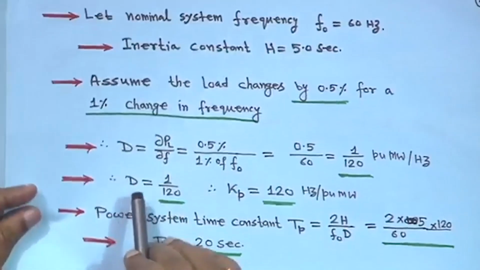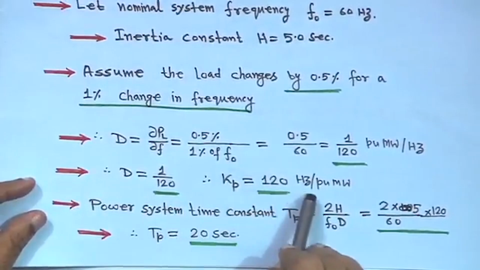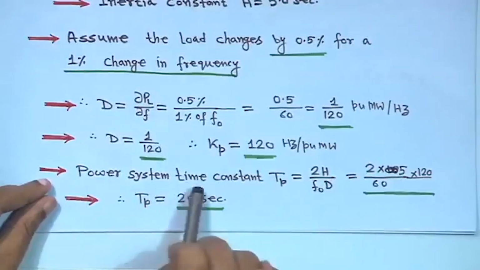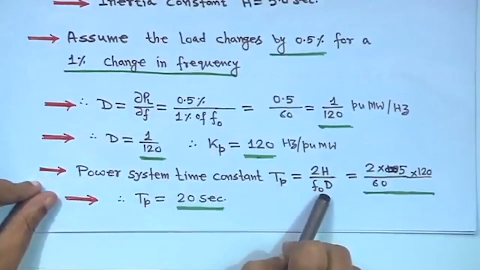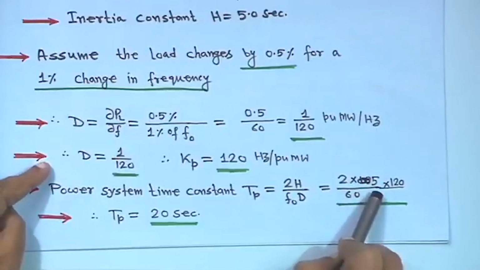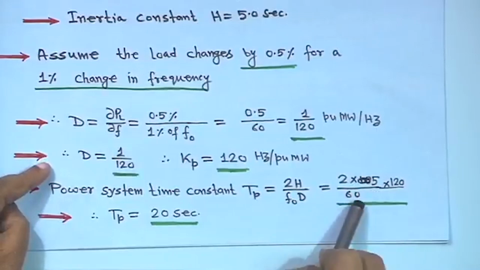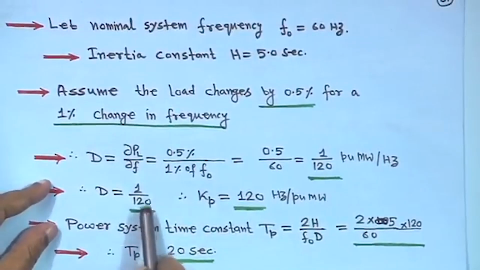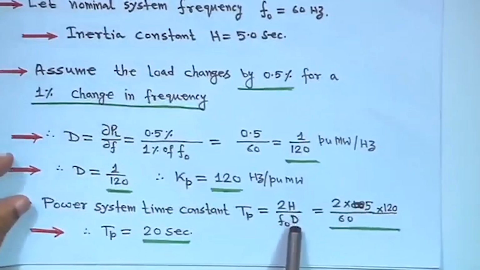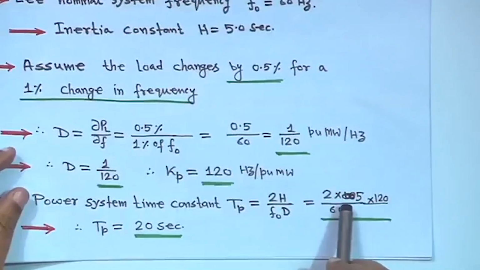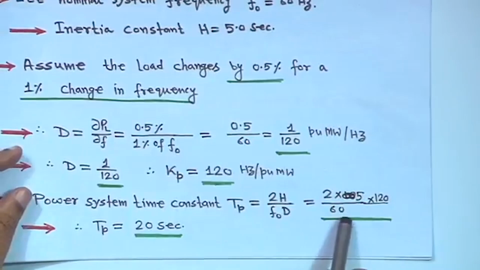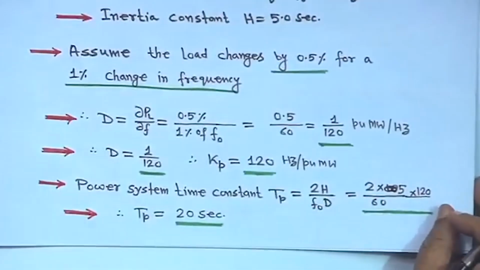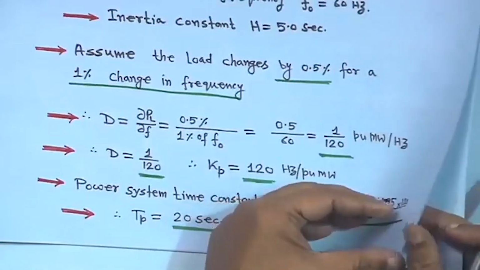So, Kp is actually the reciprocal of D. So, Kp is equal to 120 hertz per unit megawatt. So, Kp value we got. Now, we know that the power system time constant Tp is equal to 2H upon F0 D. H is 5 seconds. So, 2 into 5, divided by F0 into D. F0 is 60 hertz and D is 1 upon 120. If you put D equal to 1 upon 120, it goes to the numerator. So, it is basically 2 into 5 into 120 upon 60, that means it is 20 seconds. So, Tp we got, D value we got, Kp we got.